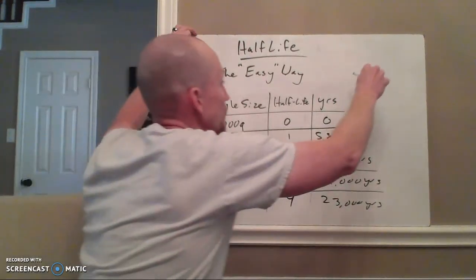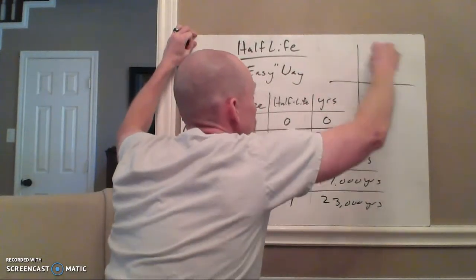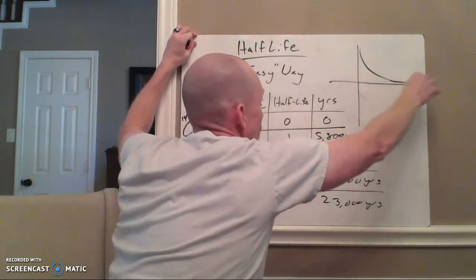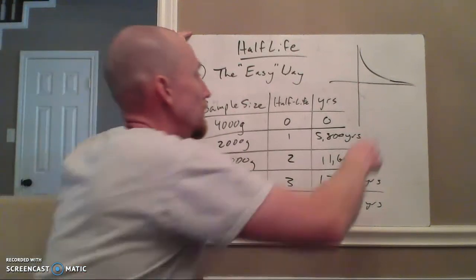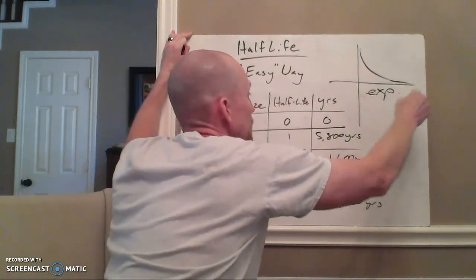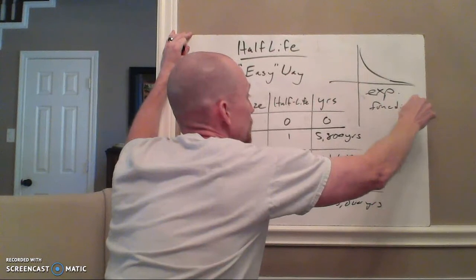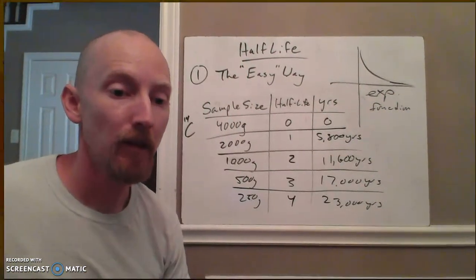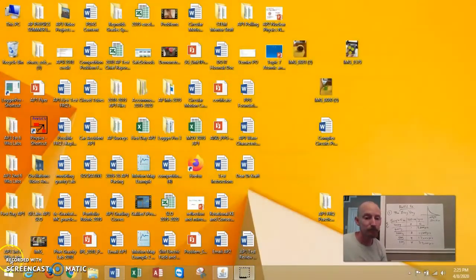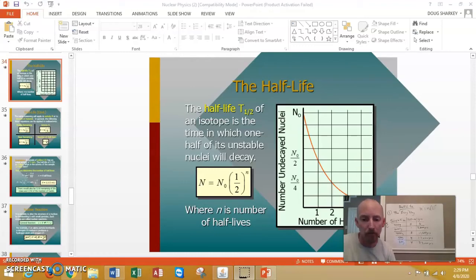And what you end up with is a function that kind of does that. It never quite reaches zero, so it ends up being an exponential function. And that's how that would work. So, all right, the half-life.